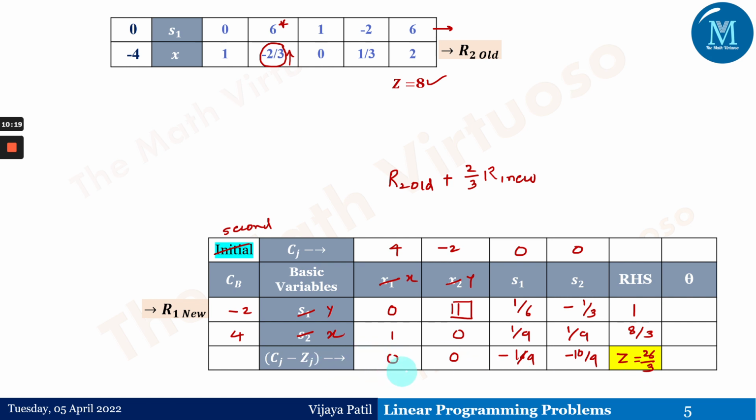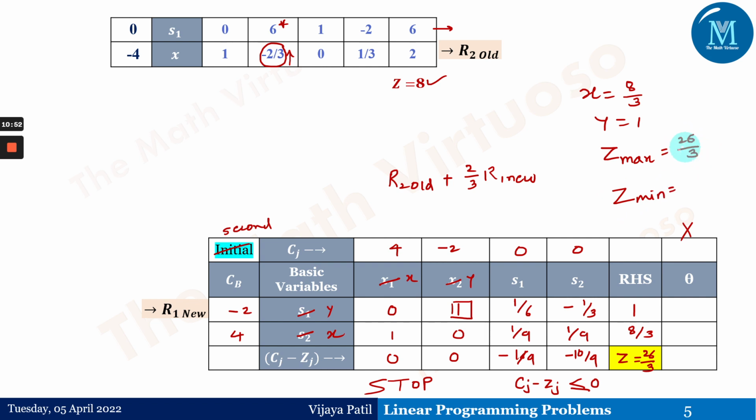Now looking at Cj minus Zj, we have to stop at this stage, because all the Cj minus Zj values are less than or equal to 0. No need to calculate the theta column over here. So we have received the solution x equals 8 by 3, y equals 1, z max equals 26 by 3. But we are not interested in z max, we are interested in z minimum. So z minimum is the negative of this, which is minus 26 by 3.